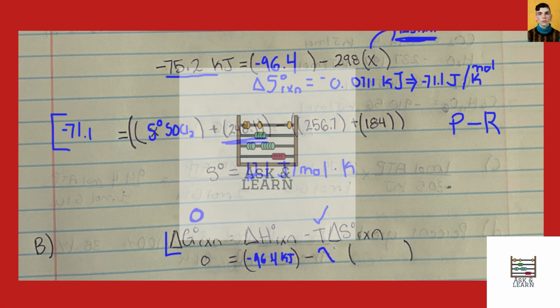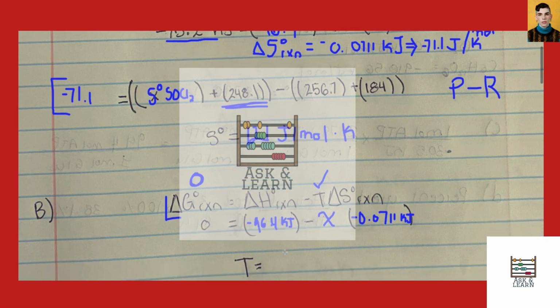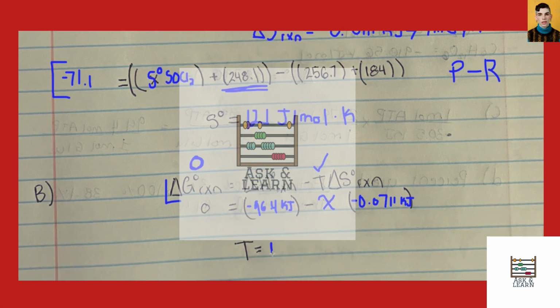We're solving for T, so I'm just going to put an X there. Remember, in kilojoules, we had negative 0.0711 kilojoules for our delta S of reaction. If you solve that out, you should get T equaling 1.4 times 10 to the third Kelvin.